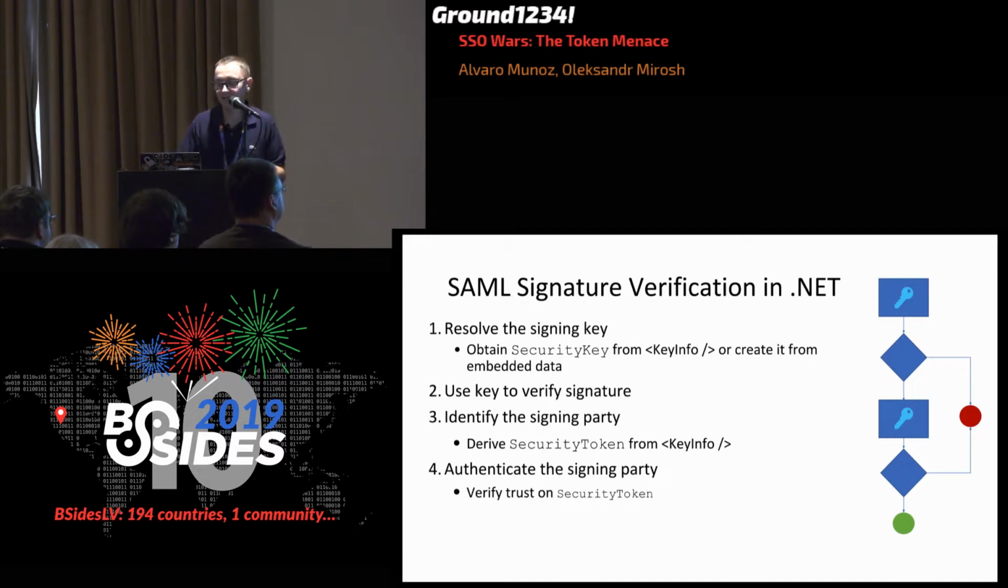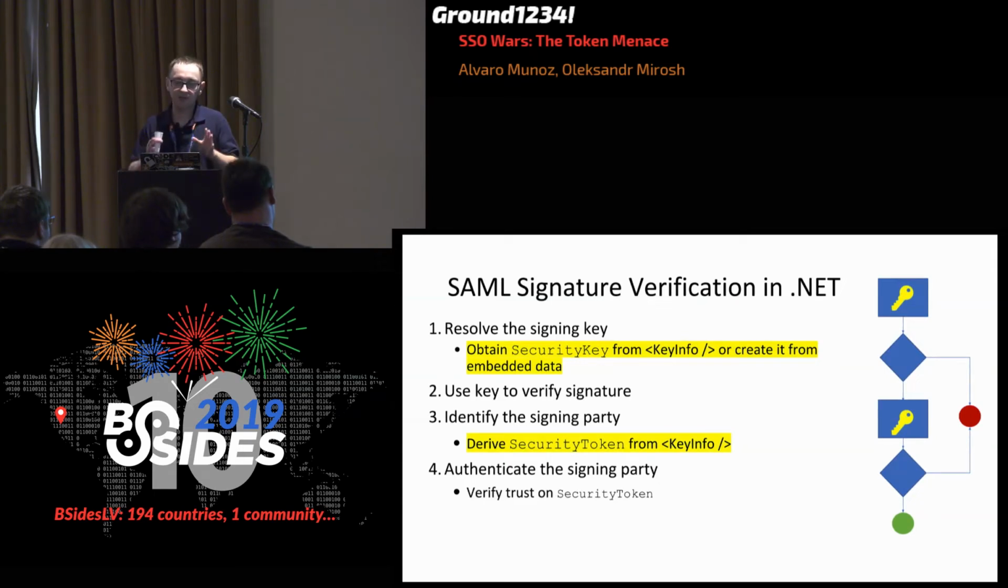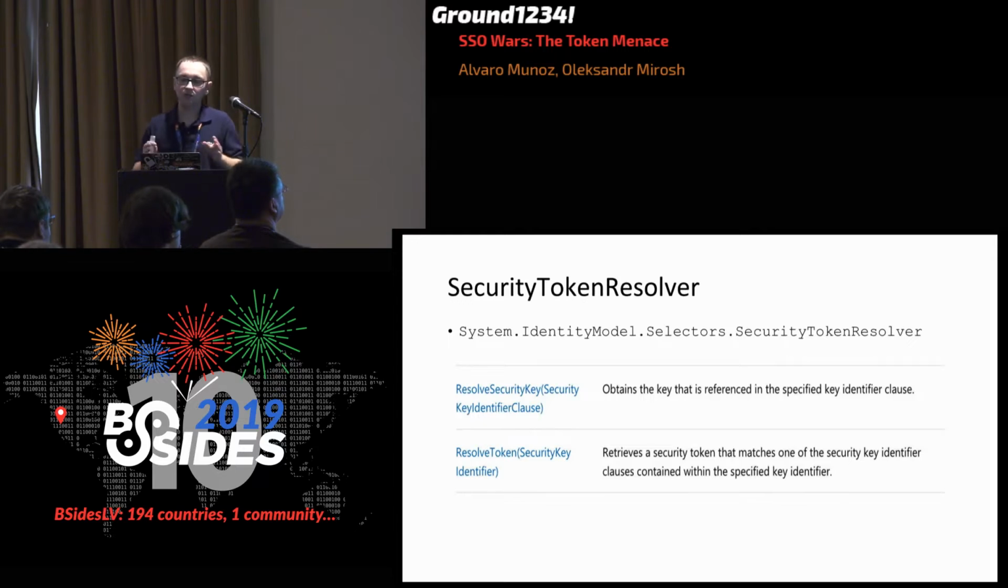On the first glance it may look like secure implementation, but please pay attention on these two steps. We are taking key info twice, and we need different type of results on these steps. Security key on the first and security token on the second. So we need to use different methods for it. Resolve security key and resolve security token. On this slide we can see a description from Microsoft documentation. Because purposes of these methods are different, we can expect inconsistent results from them.